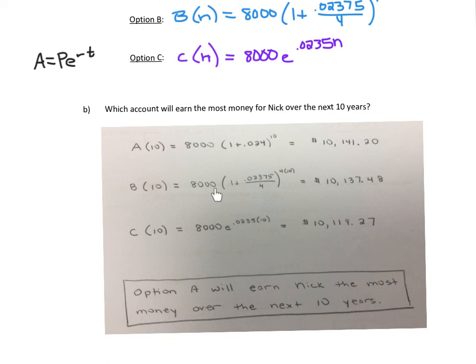Same thing here. You can plug this in your calculator, and because it's money, you can round to the nearest 2 decimal places, okay? And same thing here. We're going to just plug this in the calculator, and this is what we get. So you want to look, and you can see, well, account A is going to earn the most, then account B, and then account C. They just wanted to know which one would earn the most, so you just want to write out your answer. Option A will earn Nick the most money over the next 10 years.